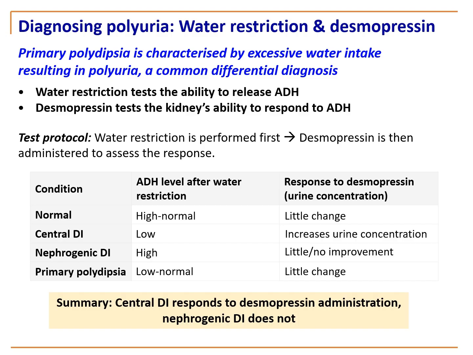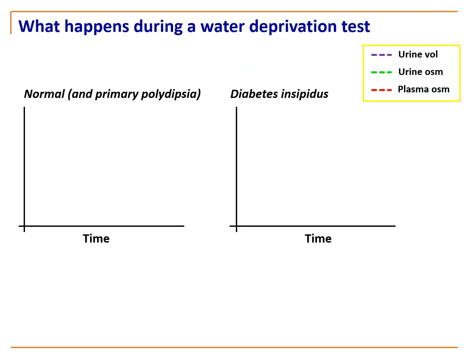So a summary of that, central diabetes insipidus responds to desmopressin administration, nephrogenic diabetes insipidus does not. So what happens during a water deprivation test? So we're forgetting completely about desmopressin now, okay? So we are just going to deprive patients of water. On the left-hand side, you can see what happens in normal, healthy individuals and those with primary polydipsia. And on the right-hand side, you can see diabetes insipidus.